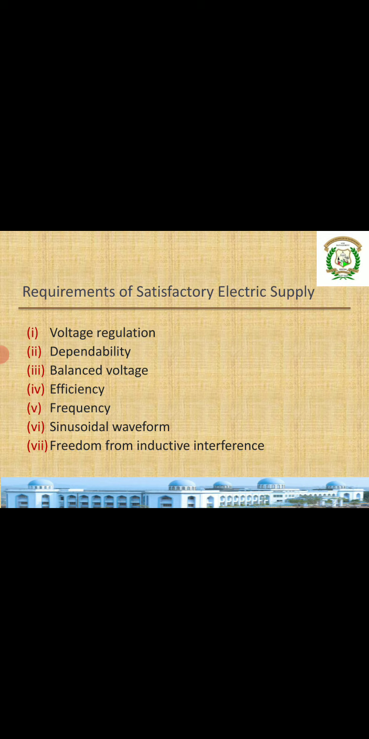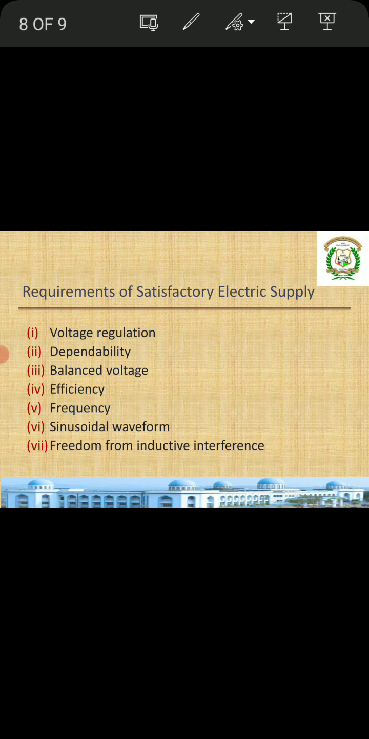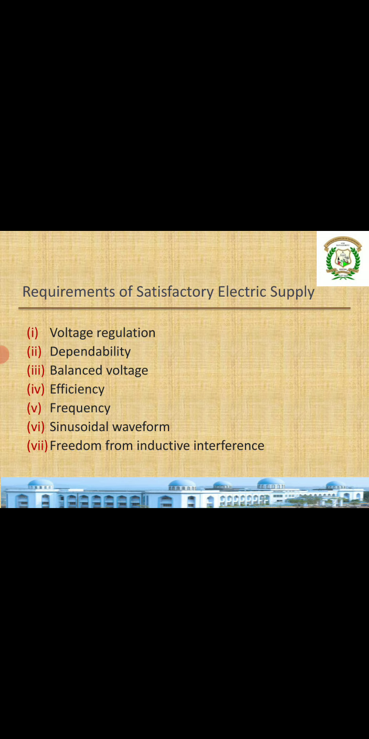It should have good voltage regulation. Dependability should be very good, meaning it should not have any interruptions. Voltage should be balanced. Efficiency should be very high. There should not be any frequency deviation. The sine wave should be very proper, and it should be free from inductive interferences.